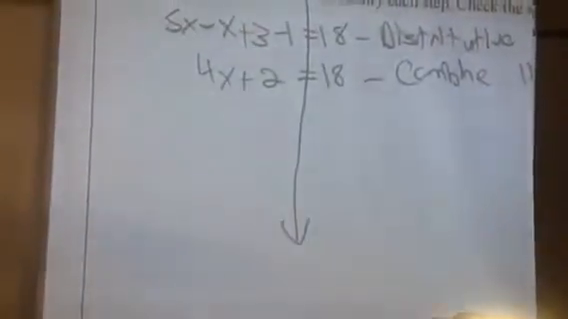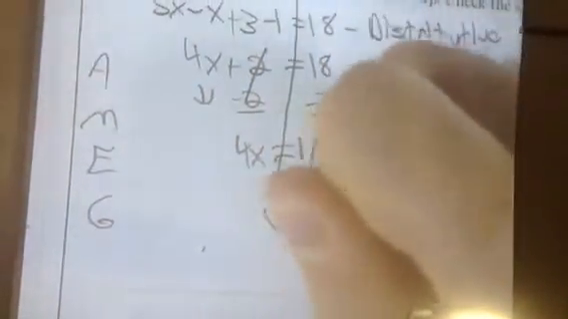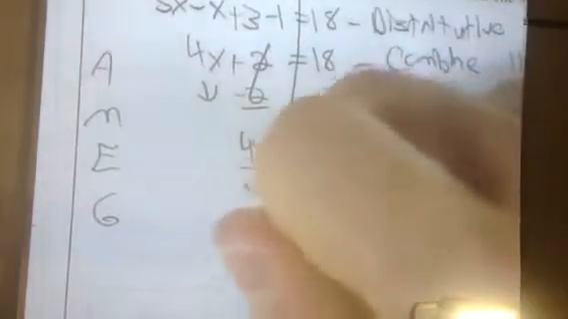Okay? Now that I've simplified, now that I've combined my like terms and done my distributive property, I can use my inverse order of operations, AMEG. I've got multiplication and addition. I get rid of addition first by subtracting 2 on each side. Those cancel. I drop down that 4x. 18 minus 2 gives me 16. I just subtracted. Let's make sure we put that. And then the last thing I'm going to do is divide by 4 on each side. That gives me x equals 16 divided by 4, which gives me 4.